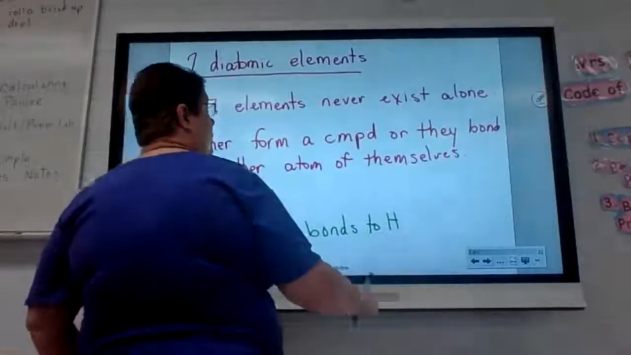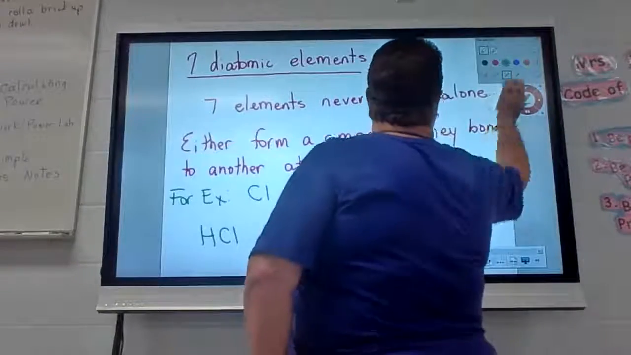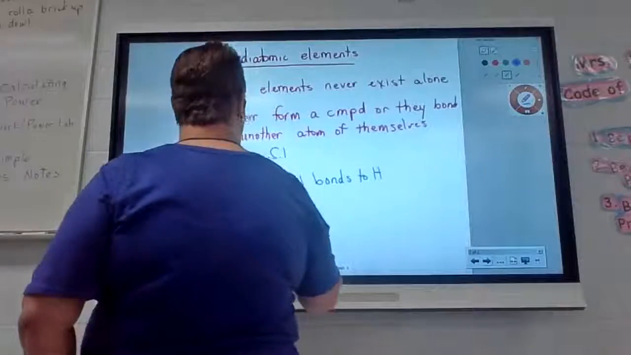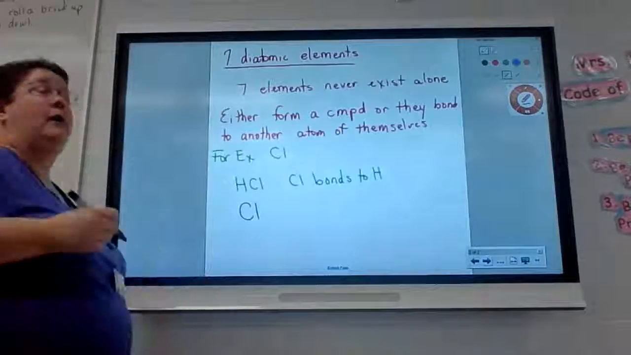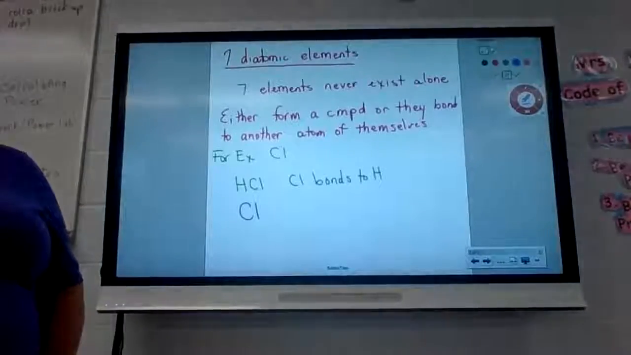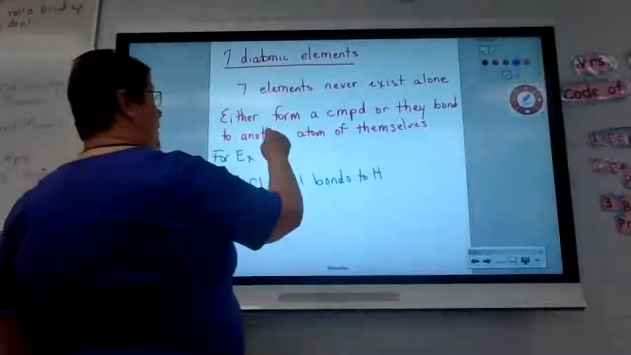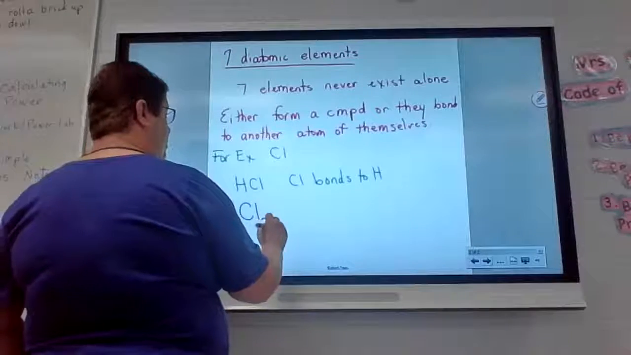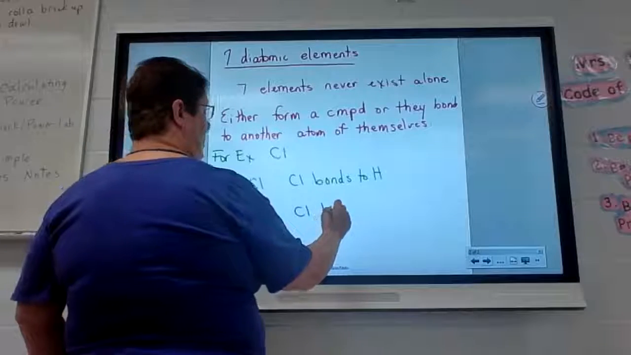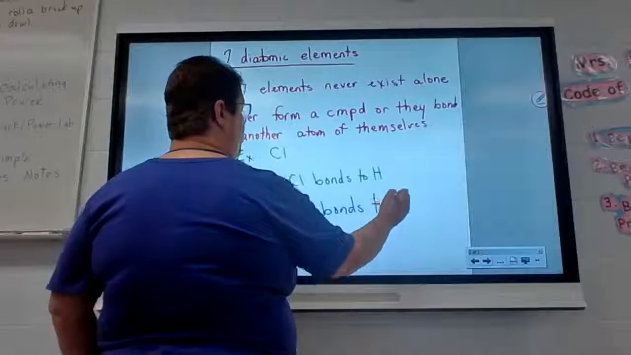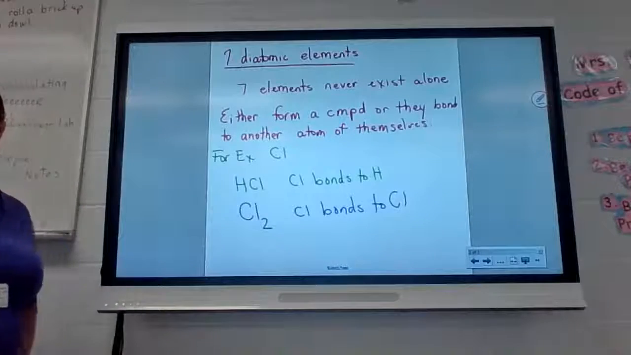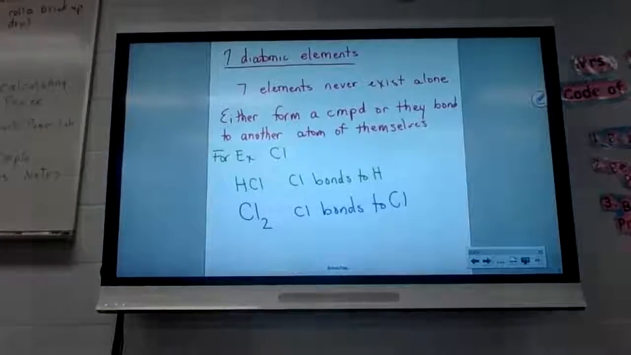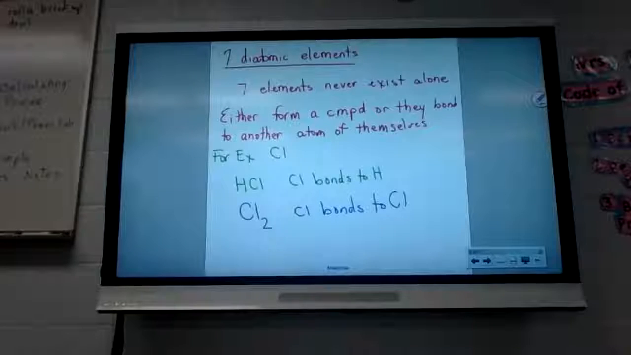Now, if chlorine is by itself, it has to bond to something of itself, another atom of itself. So chlorine bonds to another chlorine. So we put a 2 there. Chlorine bonds to chlorine. Now, how are you going to know how to do this? It's easy as long as you learn the 7 elements.